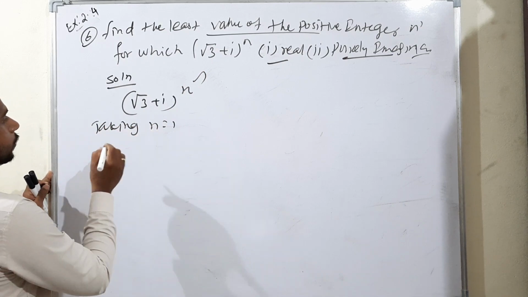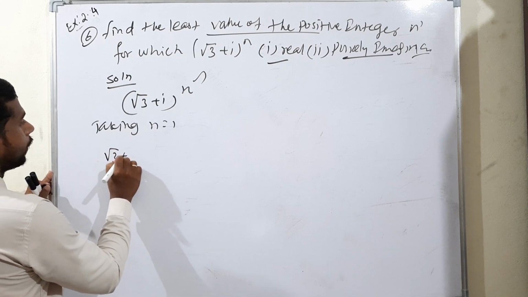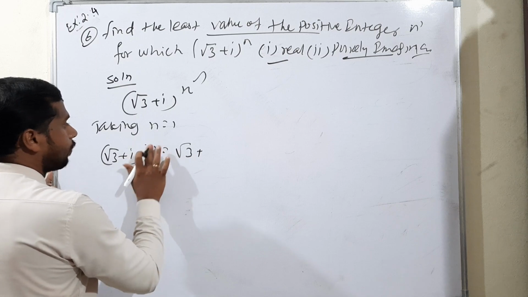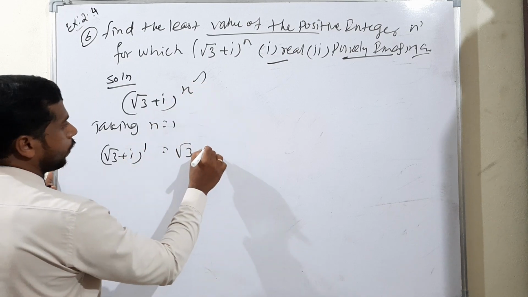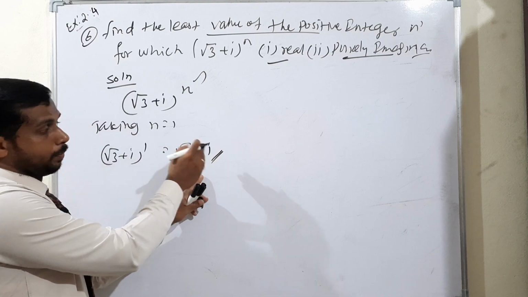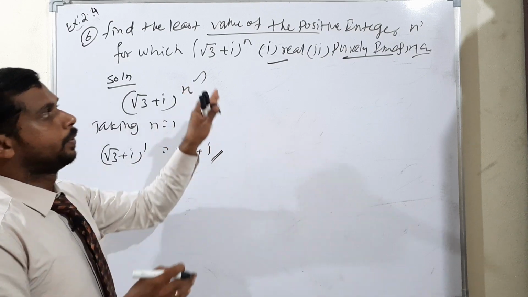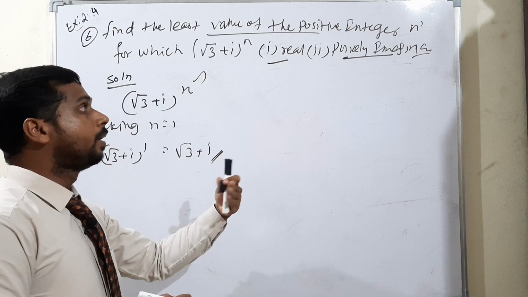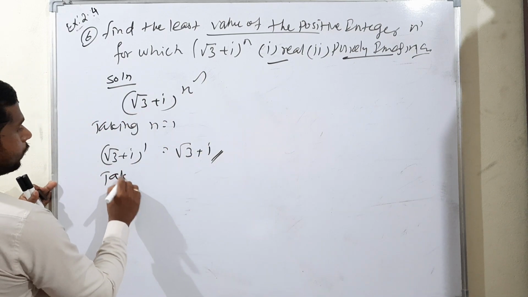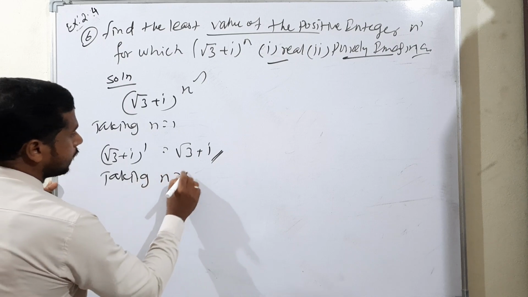Taking n equal to 1, what will happen? Instead of n we can apply 1, isn't it? Only √3 + i will come. Real is there, imaginary is also there. We need purely real and purely imaginary, so this is not possible. Taking n equal to 2.